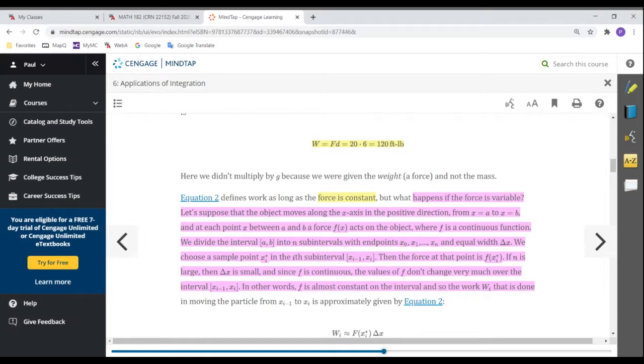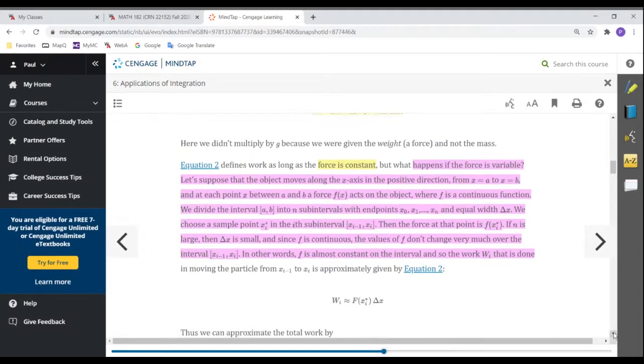But if n is large, then delta x will be small. And since our force is continuous, the values of the force don't change much over this small interval from x sub i minus 1 to x sub i. In other words, f is almost constant over the interval. So even though our force function f of x is changing with respect to x, if we look at the force over a small interval from a to b, that force is almost constant on that interval.